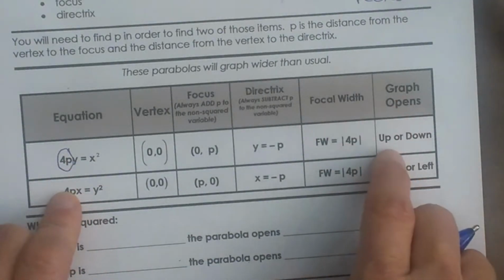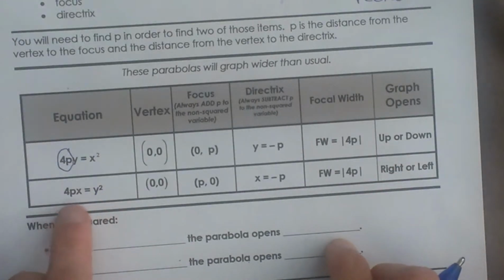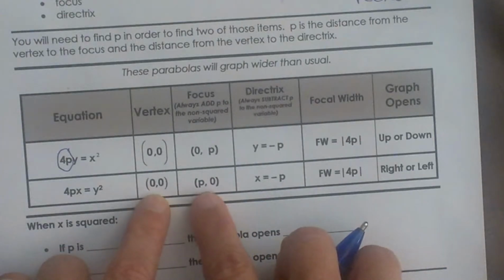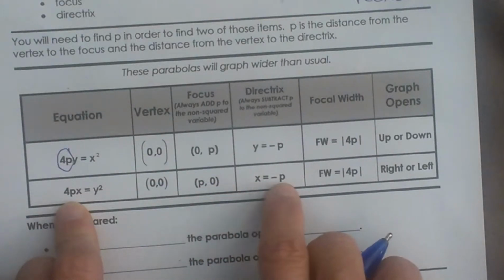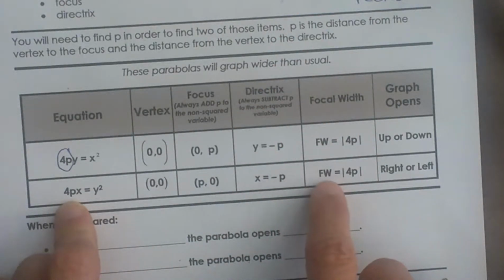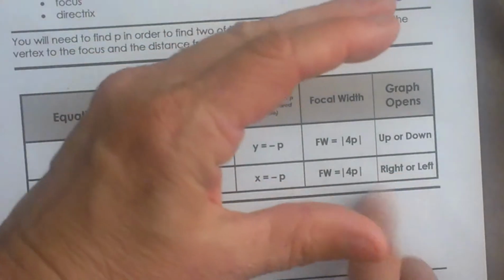And then the graph will either open up or down. If y is squared, we've never had a y squared before, really, then we isolate the y squared, and we get y squared equals 4px. And again, the vertex is at (0, 0). This time the focus is at (p, 0), whatever p is, 0. The directrix is x equals negative p, which is a vertical line. And then the focal width, or latus rectum, is 4p, again, the number you see in the equation, but this one's going to face left and right.